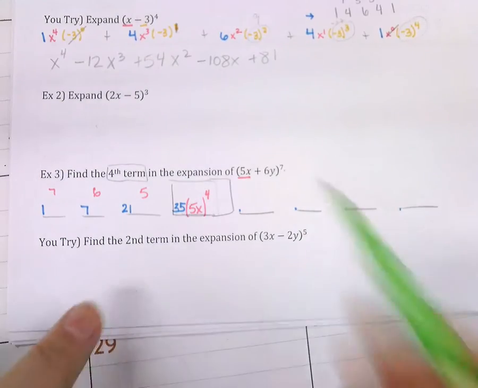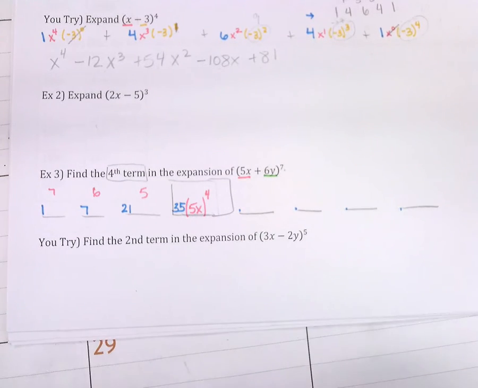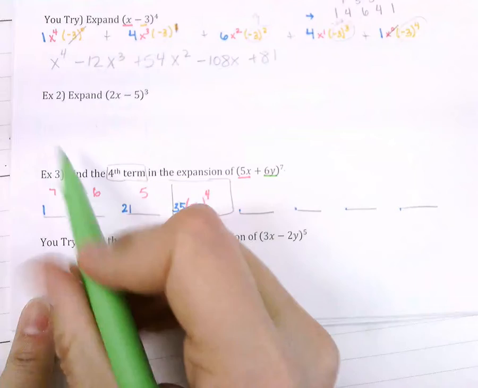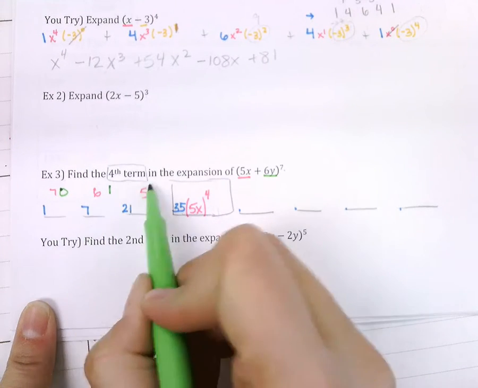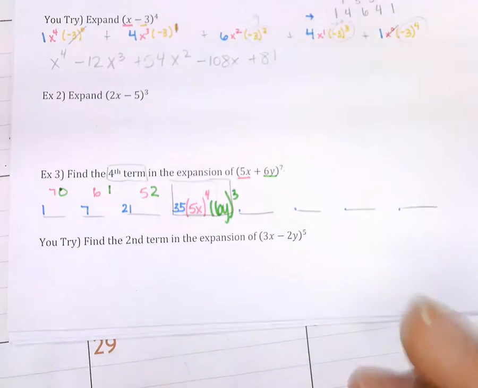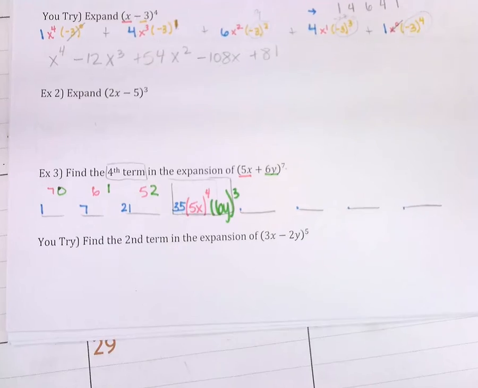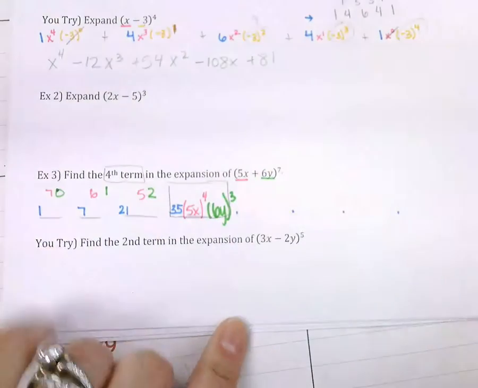Okay, then we got 6y. I'm going to count the other way. So how many 6y's would I have here? 0, 1, so it's 6y cubed. So now all I have to do is simplify that, and you're going to get a big number.